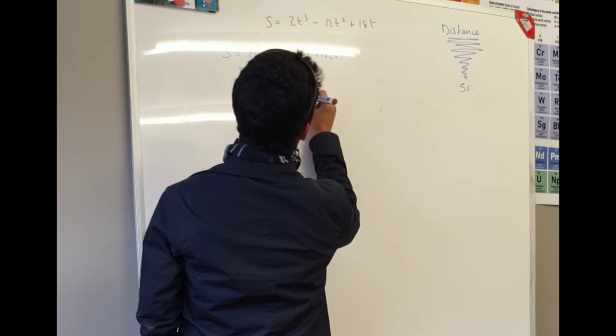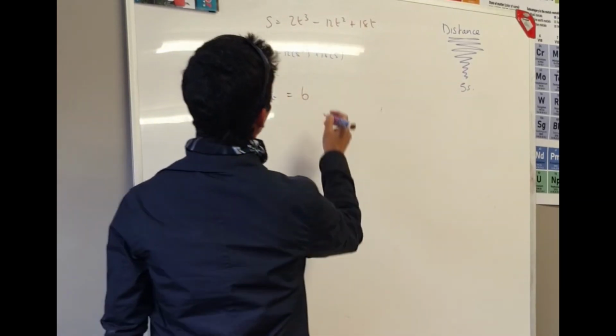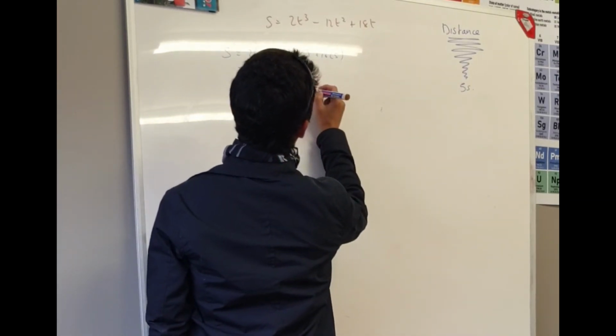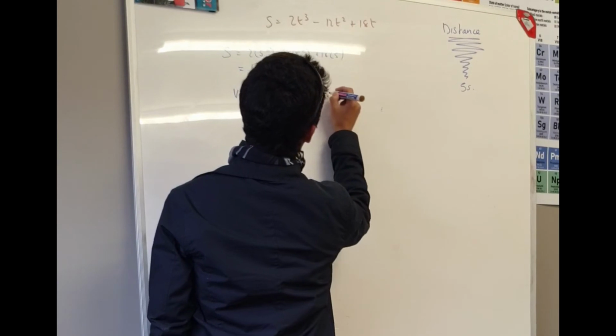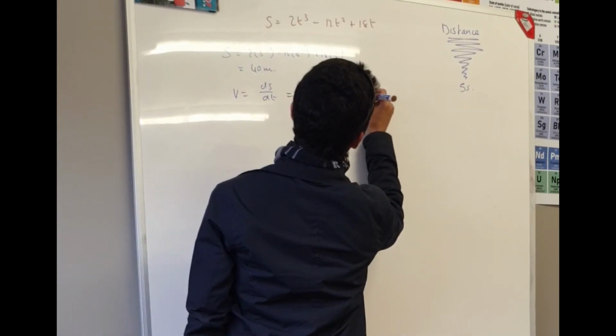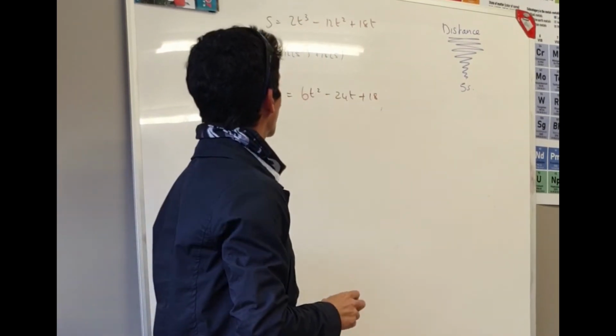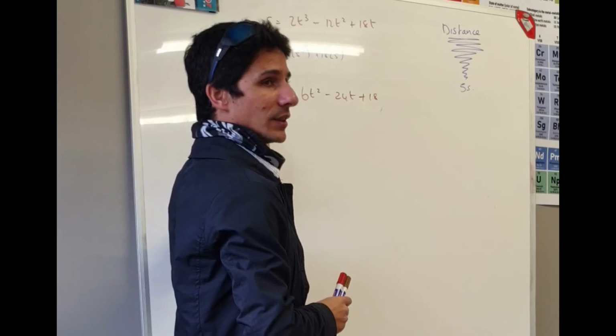Wait, hang on, what am I differentiating? The top one. Yeah, top one. Oh. Yeah, 6t squared minus 24t plus 18. That's it. Oh yeah, it's three pieces. Okay? It's 1, not 0. So this is my velocity function.